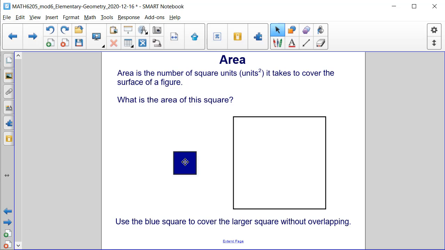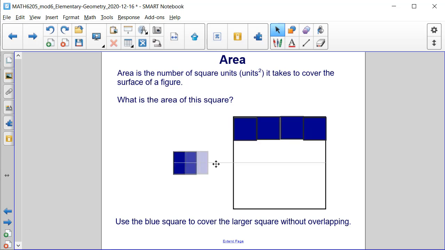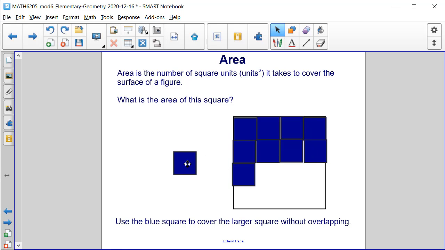Well, if each blue square that we have here represents 1 square unit, let's see how many it takes to fill up this big one. Let's see, 1, 2, 3, 4, 5, 6, 7, 8. That looks about halfway. So I'm going to bet it's going to be 16, but let's keep going to see if we get there.